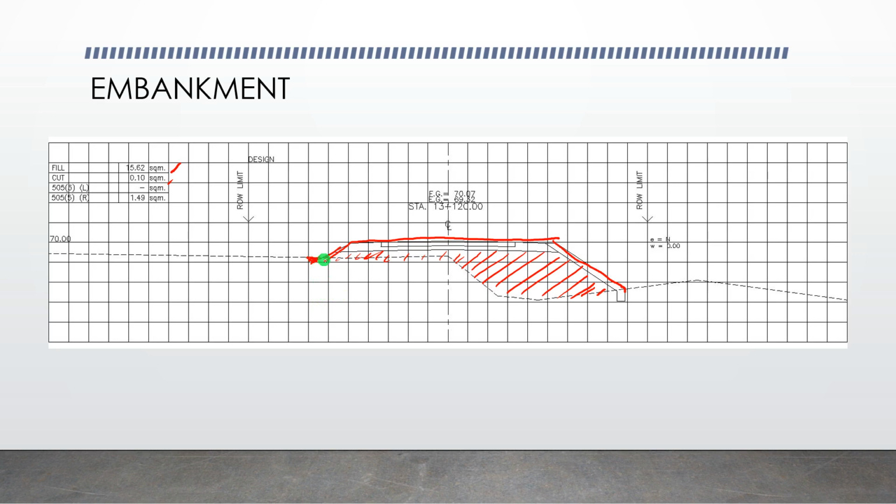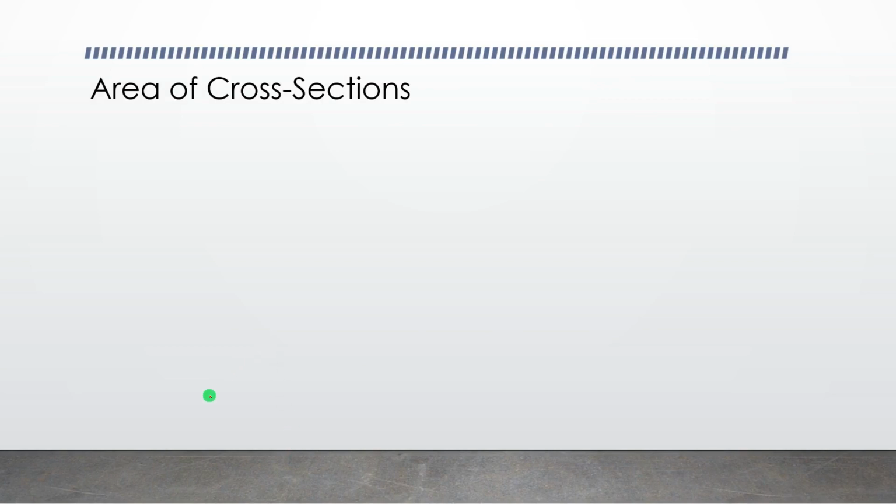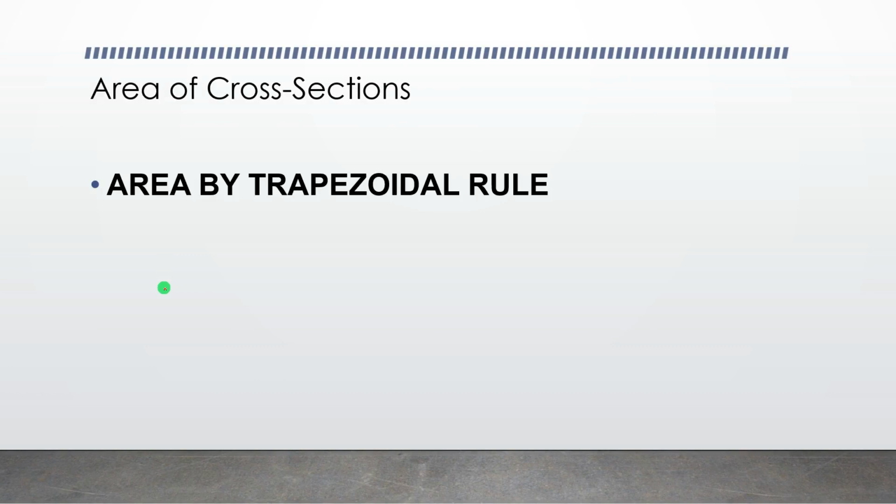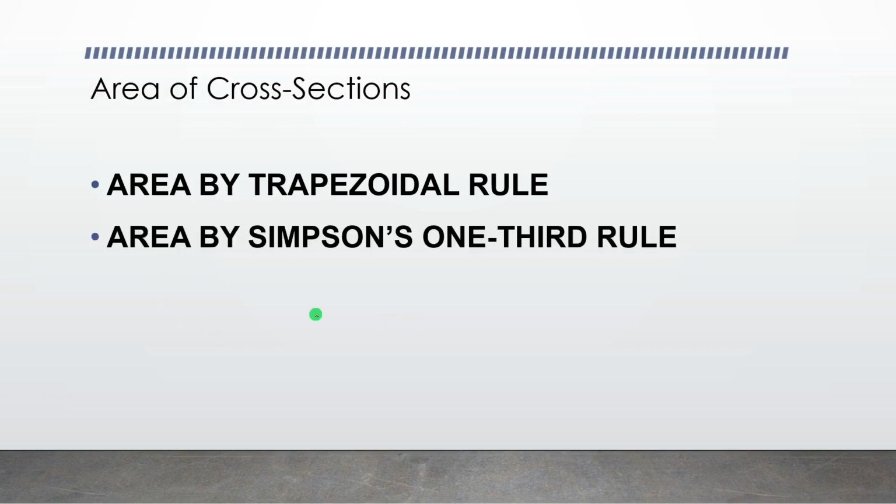If the slope is too high, we can design there some riprap or stone masonry structure. So we just record that. For the area of cross section, we have two solutions that we can use. First one is area by trapezoidal rule and the area by Simpson's one-third rule.